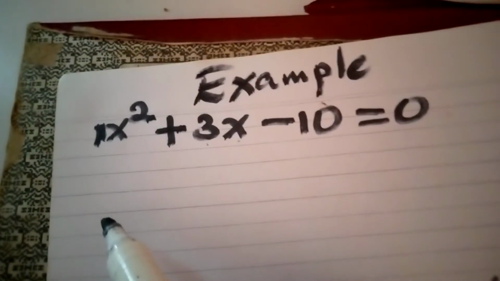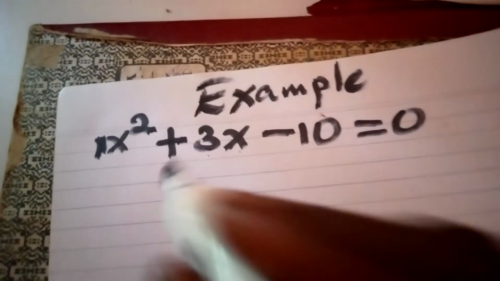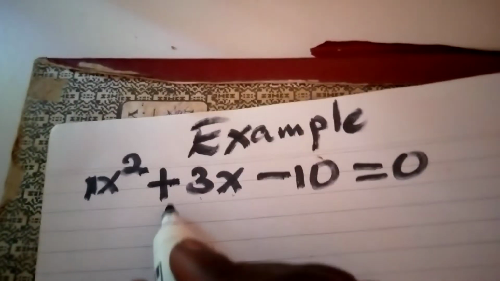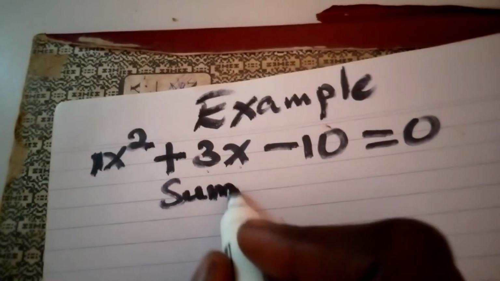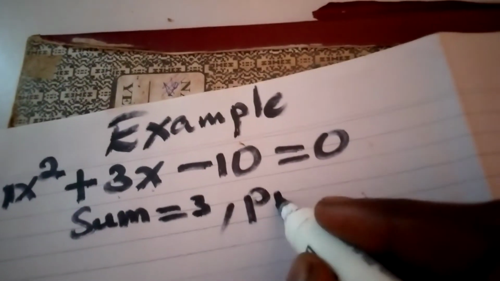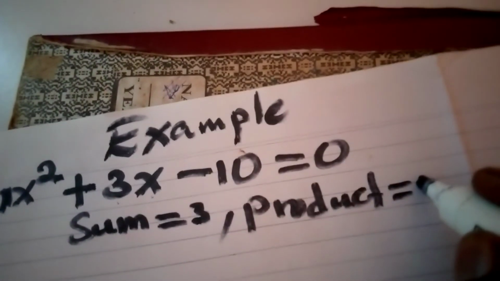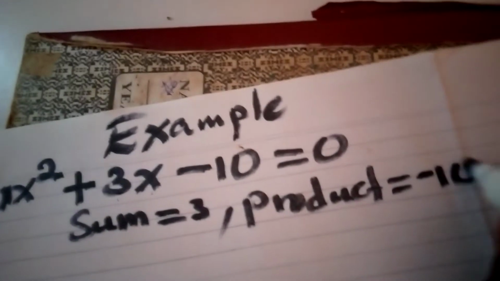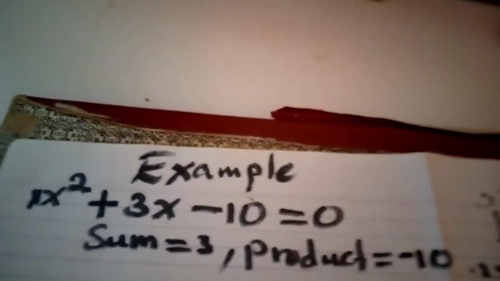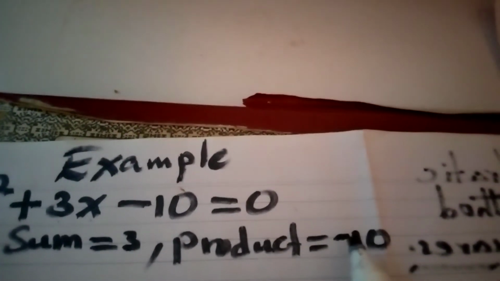So let us identify our sum, and then we also identify the product. From the equation, our sum is equal to 3, and our product is equal to negative 10. Those are the sum and the product. So we have the sum 3, product is equal to negative 10.